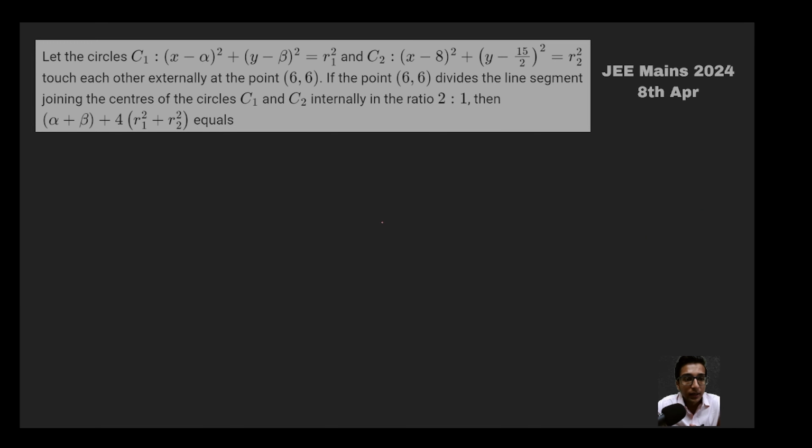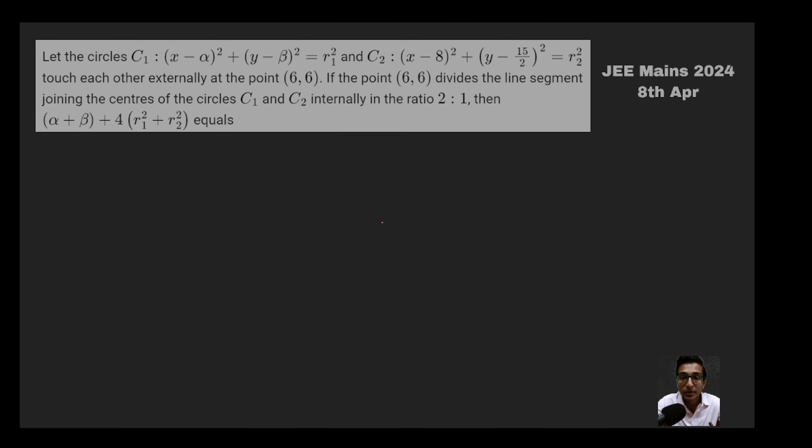In this question, let the circles C1: (x minus alpha) whole square plus (y minus beta) whole square equals r1 square, and C2: (x minus 8) whole square plus (y minus 15 by 2) whole square equals r2 square. So in both these circle equations, they haven't provided us with the radius, and in one of the circles they haven't provided us with the center as well. It is alpha and beta. Now they've told us that these two circles touch each other externally at the point (6, 6).